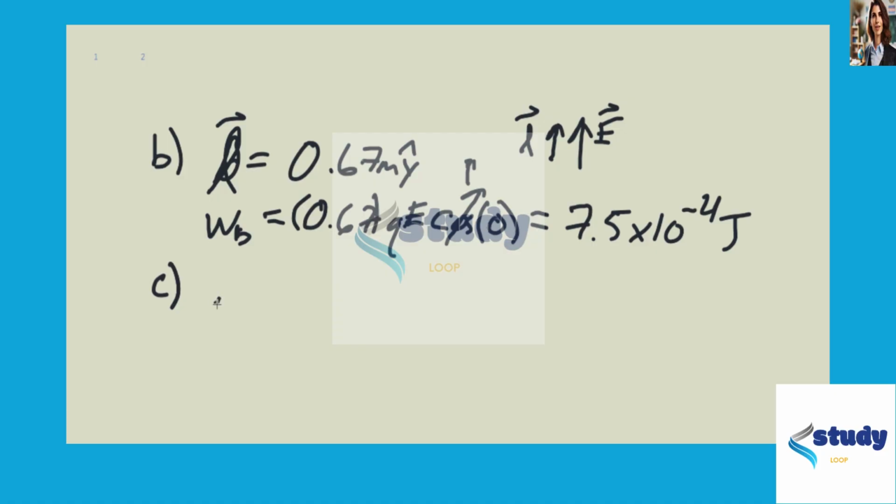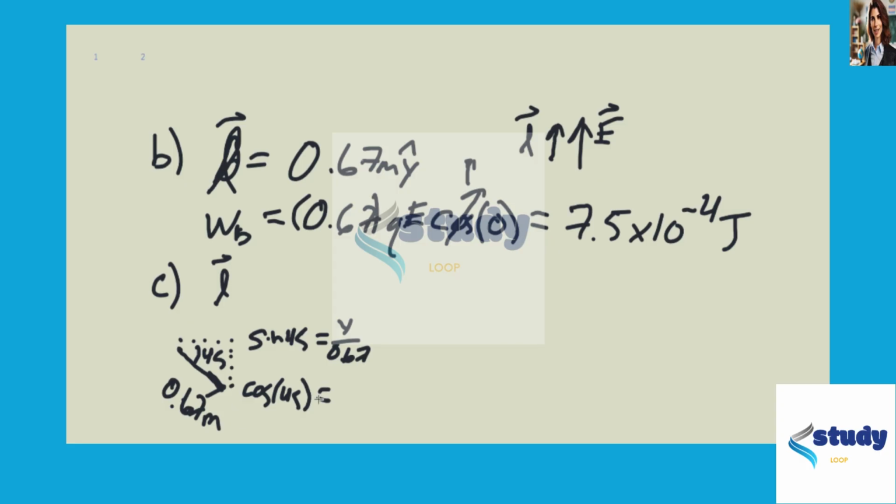And then for part C, we do the same thing. But this time L is pointing in two different directions, so it's going at an angle. So we're told that it's going downward at a 45-degree angle, and the magnitude is 0.67 meters again. So therefore, we can break this into components, and we find that sine of 45 is equal to y over 0.67. Cosine of 45 is equal to x over 0.67. And solving these, we have our components.